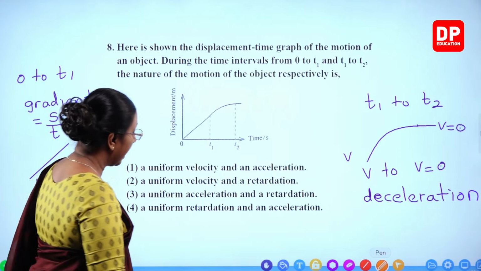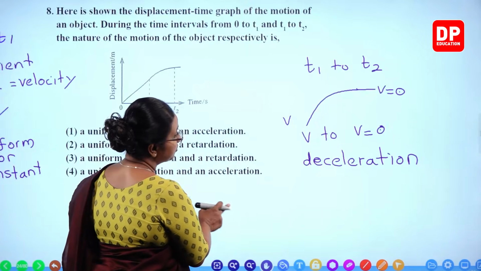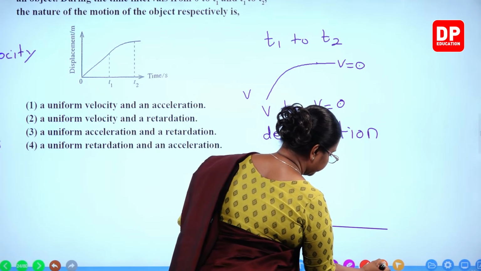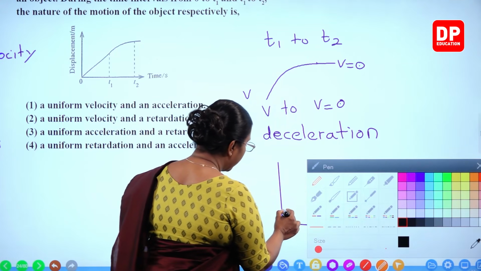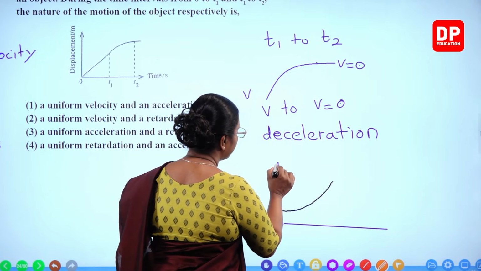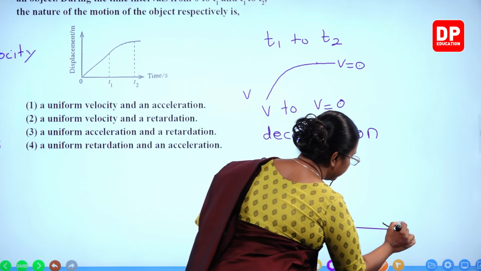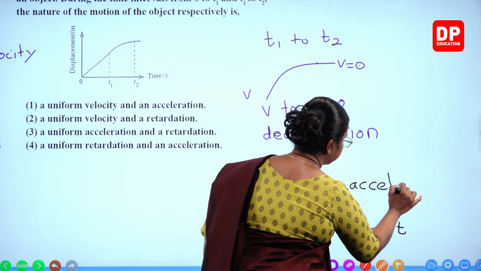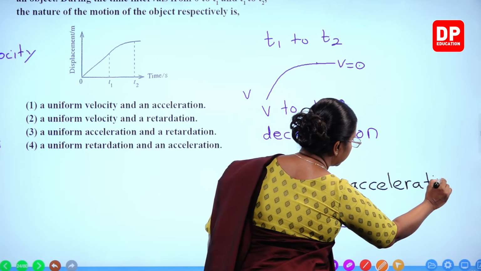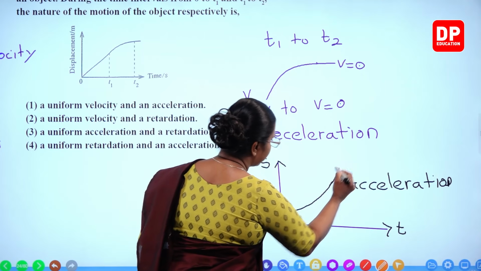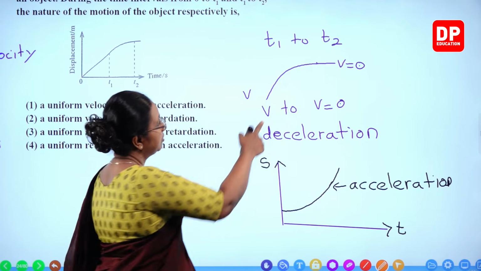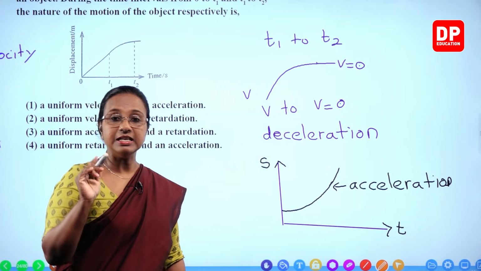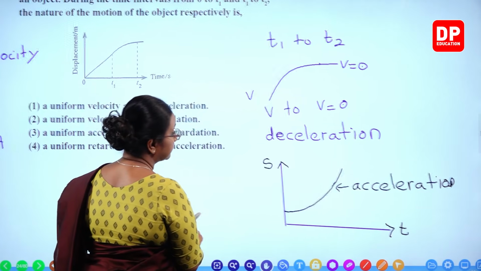No, it is not acceleration. Now here students, if it was an acceleration, then of course the graph would have been like this. Now there you will have the graph where the slope goes that way. This is displacement time, then this will be acceleration. Acceleration, the gradient increases, something like that. That is acceleration. You can see the difference. This is deceleration, this is acceleration. The gradient is increasing. So it is not acceleration.